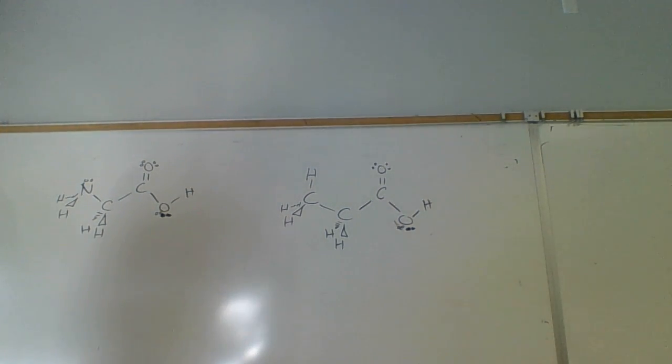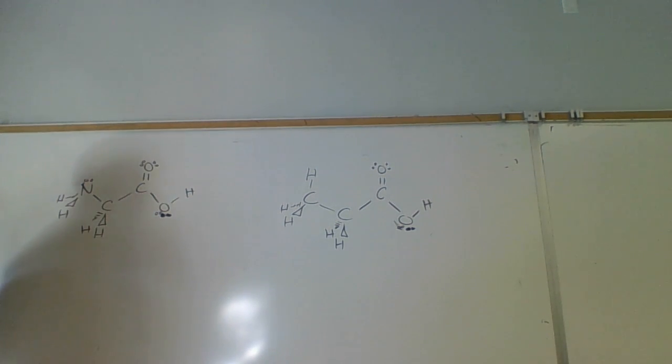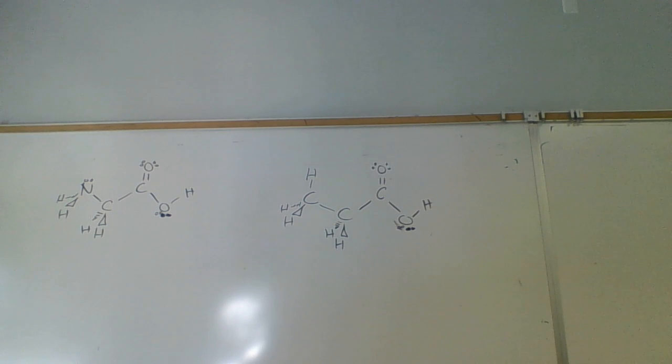We can figure out the angles here, 109, 109, 120, 109 kind of thing. Those would be the ideal angles. So that's what we see. So any questions on this? The shape of propanoic acid?